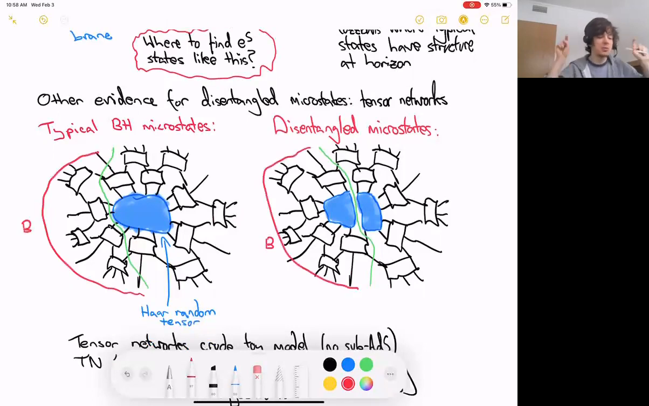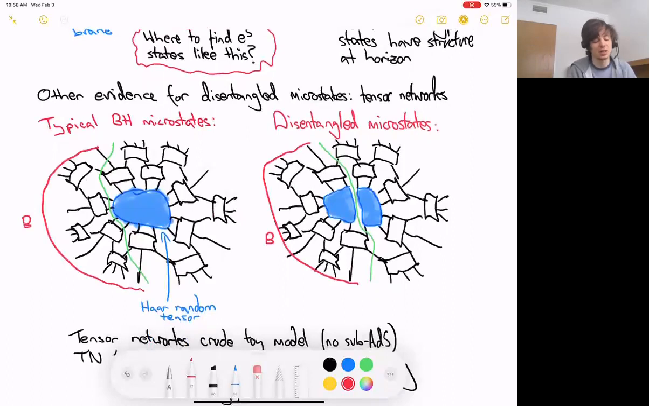And for a typical black hole microstate, you'll just have some half random tensor sitting in the middle here. And so the minimal cut will go around the side of it like this green line. But we could form a basis for all possible tensors in the middle there by considering product tensors, right? Where we have a tensor on the left things and a tensor on the right things. And then we can just have a cut that sneaks through the middle there without paying any cost because it's not cutting any legs. Okay, so this would be like the disentangled microstates.